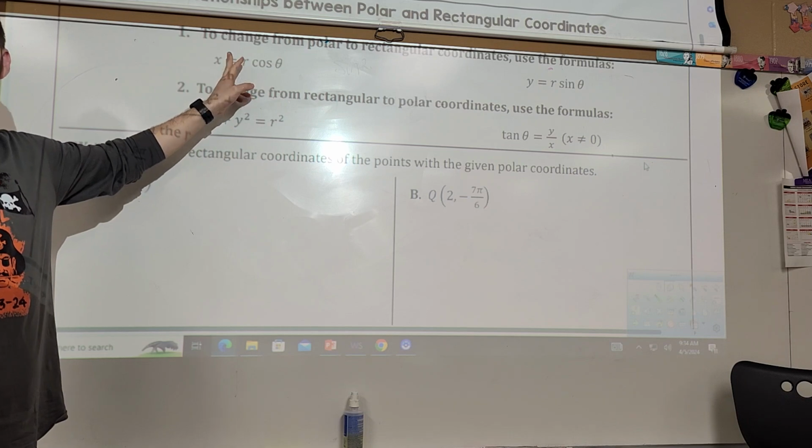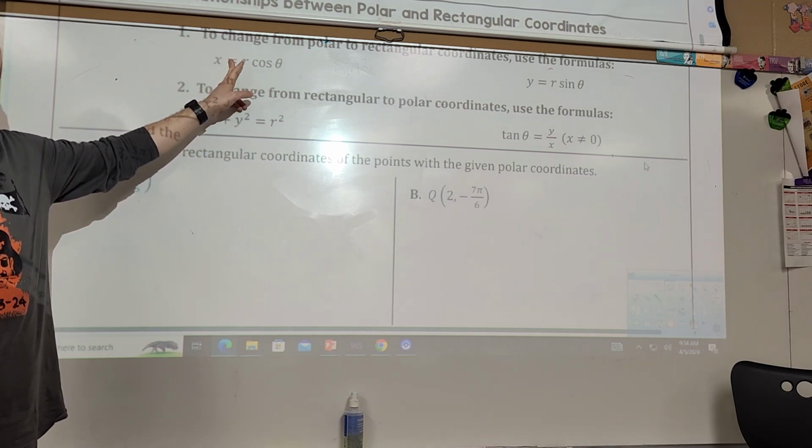This is going to be true with polar. This is going to be true with vectors. This is going to be true, I think we saw it a long time ago.